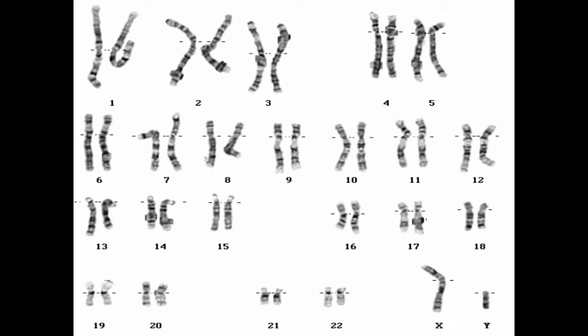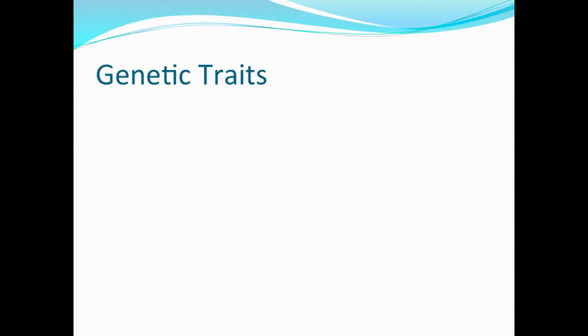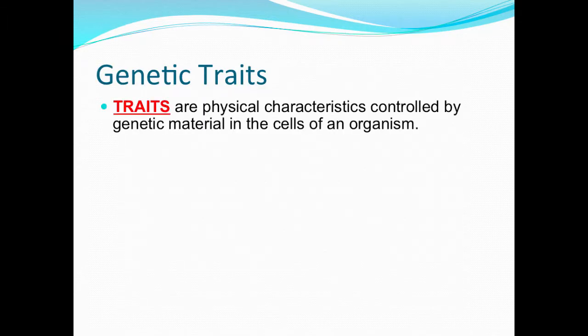And again, you get 23 from your mom and 23 from your dad. So you are exactly half your mom and exactly half your dad. So if you're exactly half your mom and half your dad, how come you might favor one more than the other? Well, the answer to this is traits.